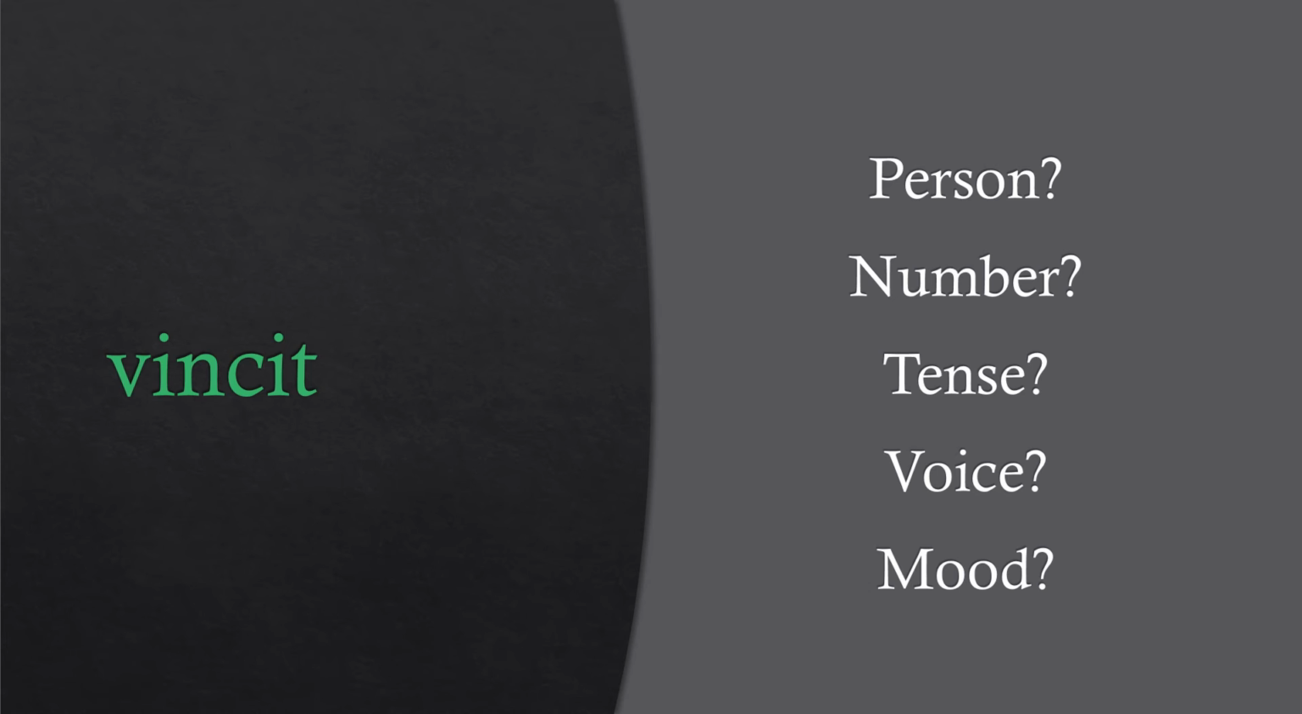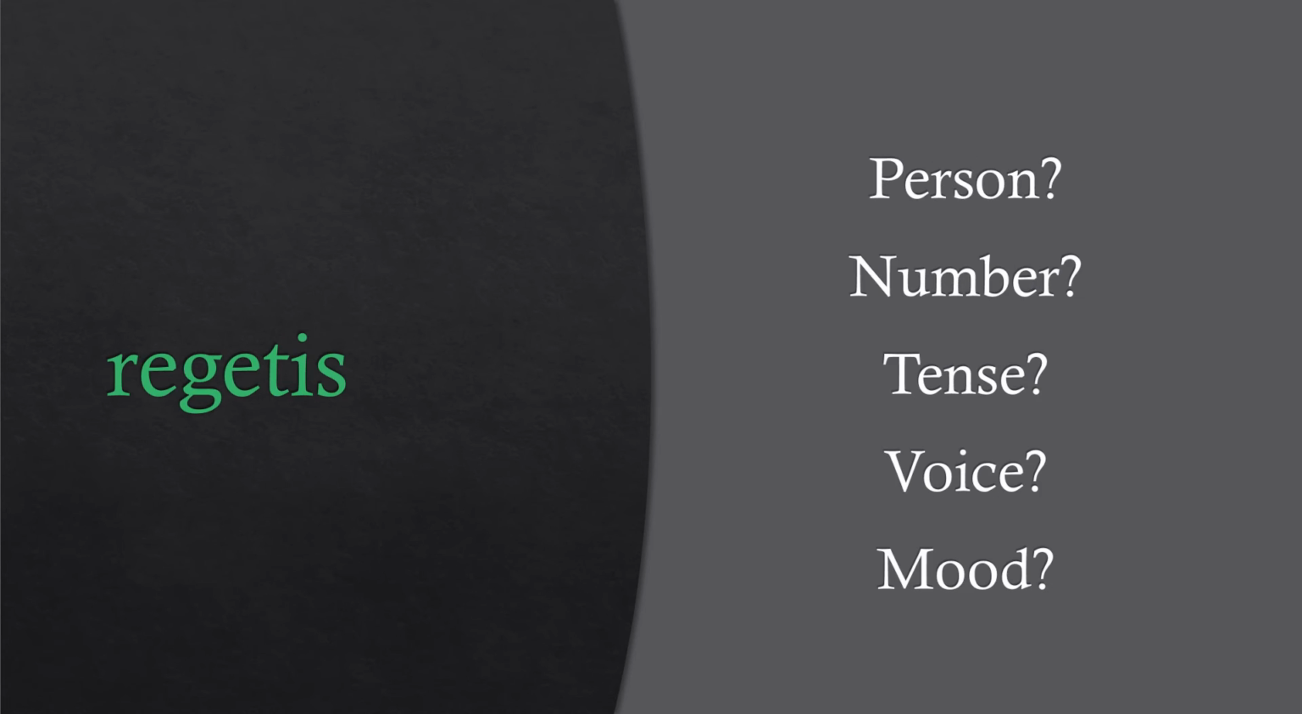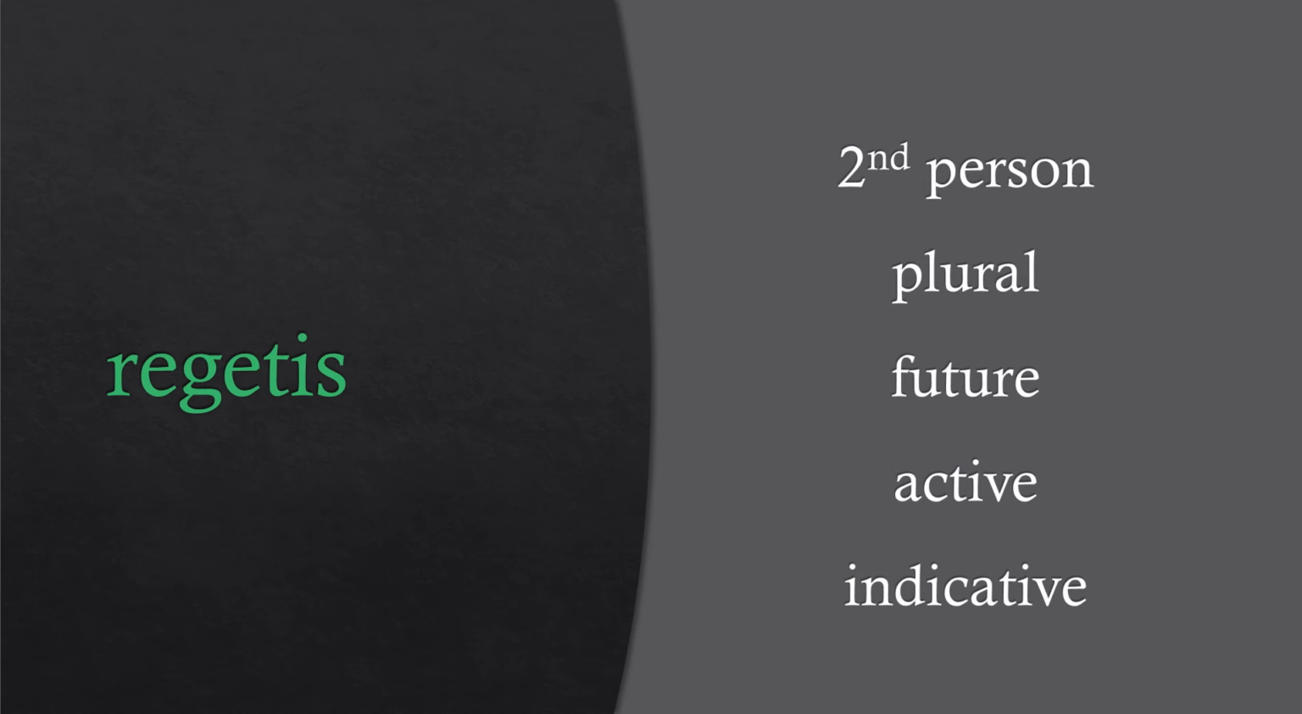Parse winkit. Winkit is third person singular present active indicative. Parse regetis. Regetis is second person plural future active indicative.